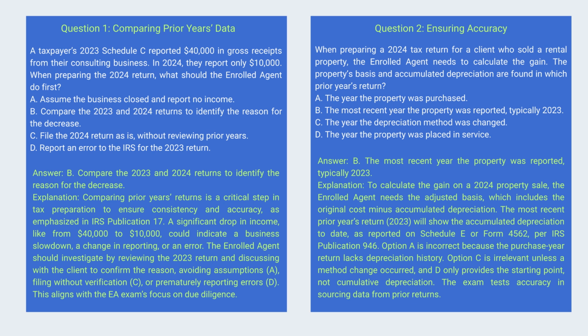Filing without verification, C. Or prematurely reporting errors, D. This aligns with the EA exam's focus on due diligence.